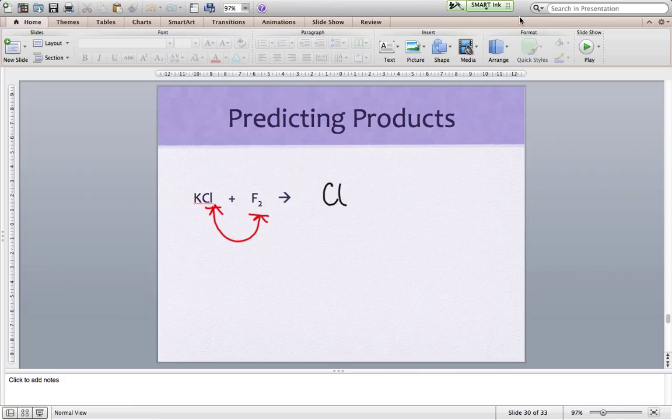Chlorine's going to come out on its own. Now, what's something special I need to remember about chlorine? Chlorine's a diatomic. So when chlorine's on its own, it needs to be Cl2. Then potassium and fluoride are going to get together. Potassium with a 1 positive charge, fluoride with a 1 minus charge. So the symbol for that will be KF.